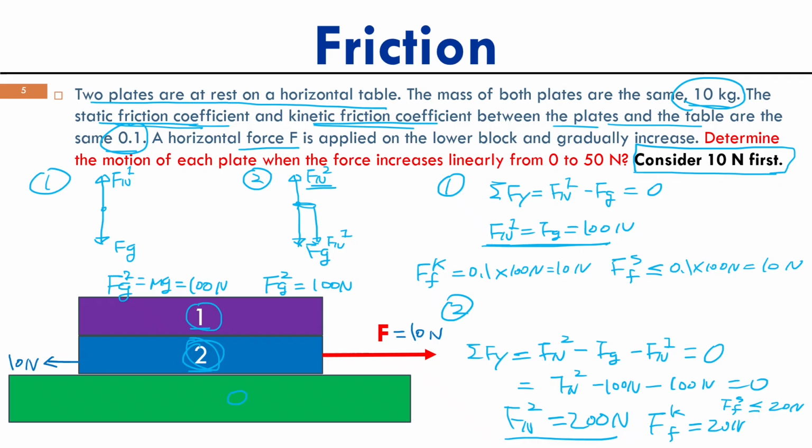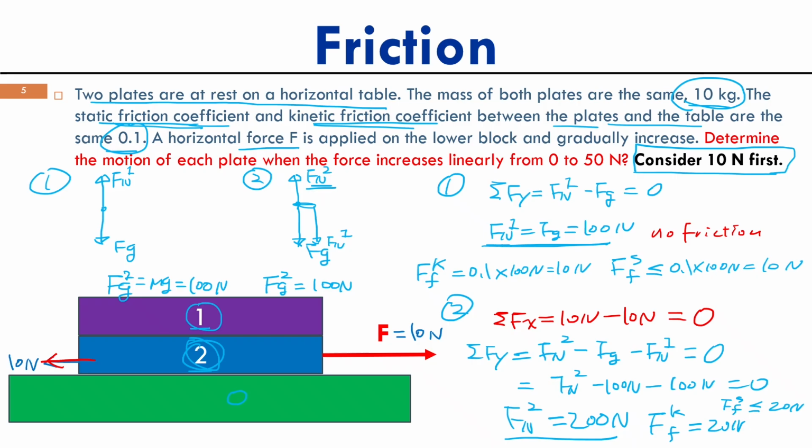If this is the case, let's see what happens if we write down Newton's second law for block 2. Along the horizontal direction, there is a 10 Newton applied force, and there is a friction force from the platform to block 2, 10 Newton to the left. So the net external force for block 2 is 0. So plate 2 is not going to move. And there is no friction between 1 and 2. So no friction in this case.